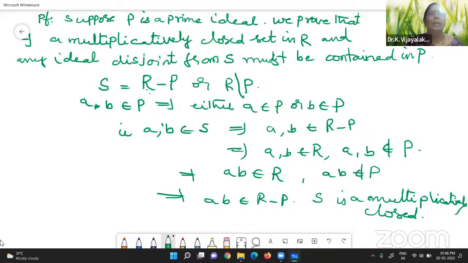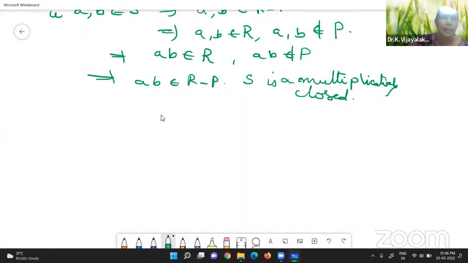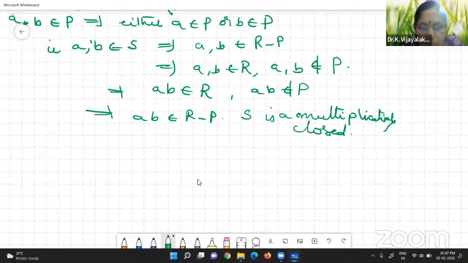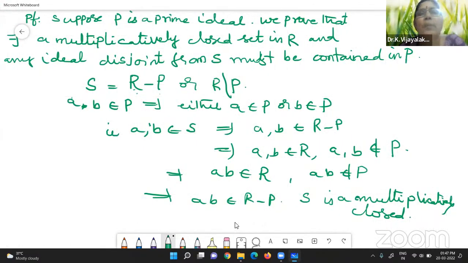S is a multiplicatively closed set. So whenever P is an ideal, we have proved that it is a multiplicatively closed set. Now conversely, suppose, students, is this clear to you? First, what I supposed? Suppose P is any prime ideal.